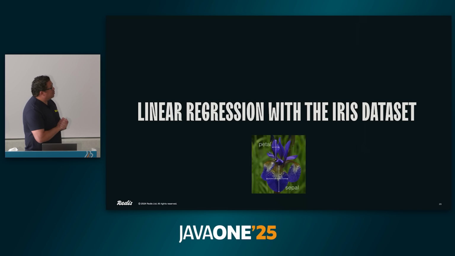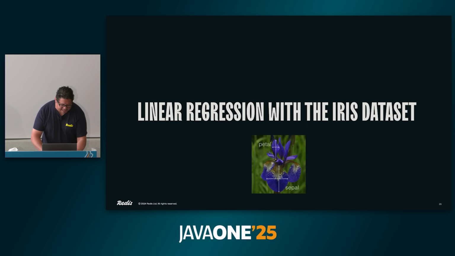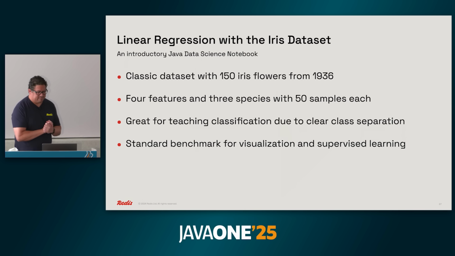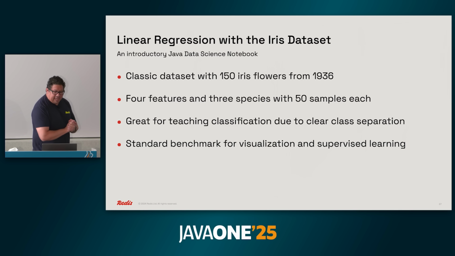So now let's actually do linear regression with the iris dataset. This is a dataset of flowers, and the idea is to predict the petal length, the sepal length and height. So it's a very simple data science data set. It has about 150 data points, so it's a very small set. This was collected by hand in 1936.